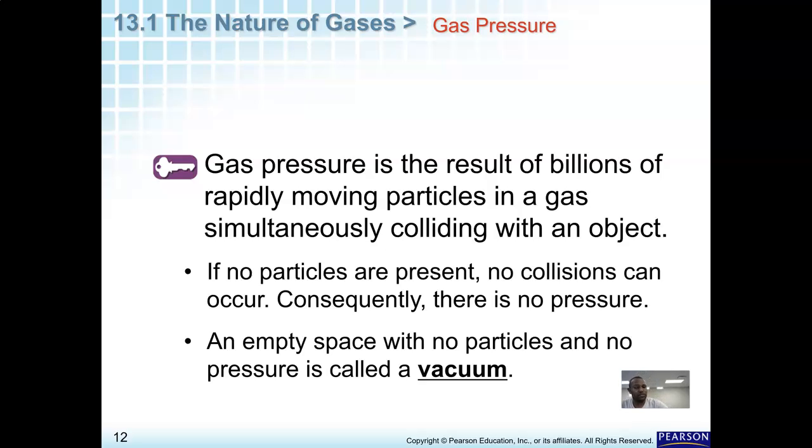If no particles are present, let's say we vacuum this container so there is no gaseous particle in it, it cannot keep this shape. Even when there are no gas molecules or any air in it, this will collapse because there is no pressure that keeps this container in this beautiful shape. So if you remove all the gases, an empty space with no particles and no pressure is called a vacuum.